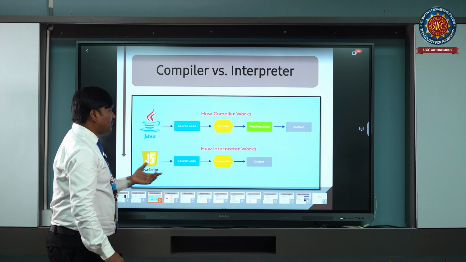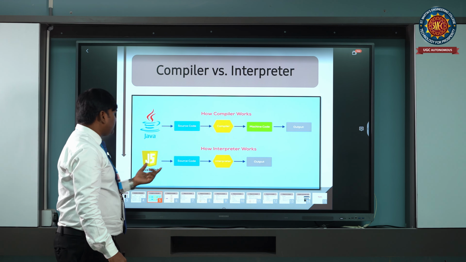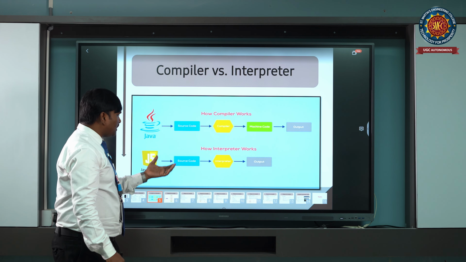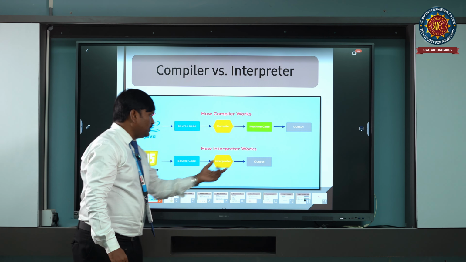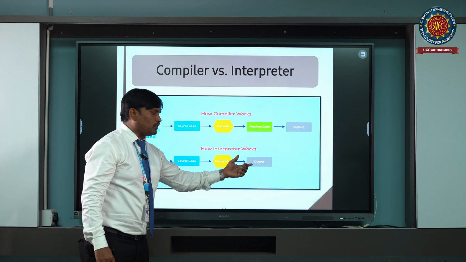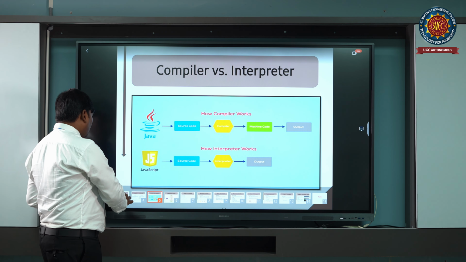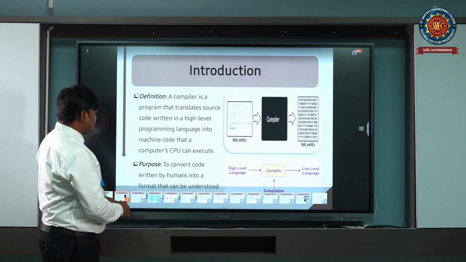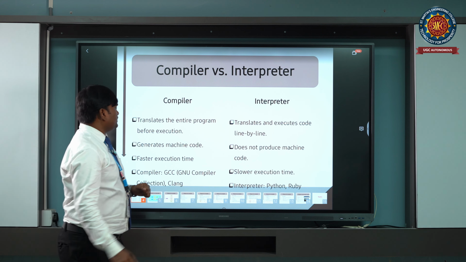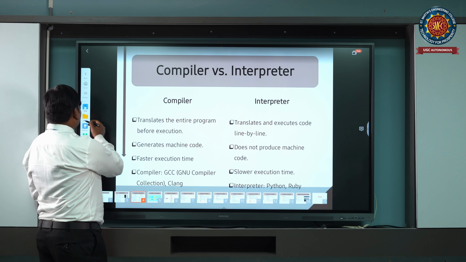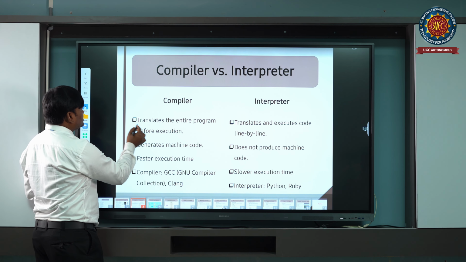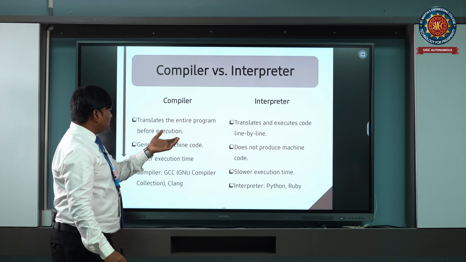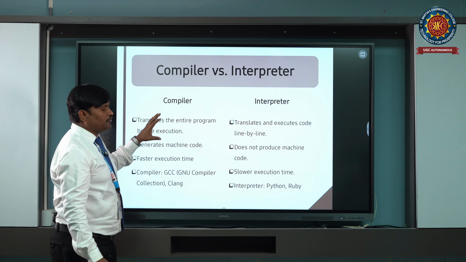Now whenever you go for the interpreter, the interpreter takes the source code only, and it never converts the source code into machine code. It gives the output directly. So there is a small difference between the compiler and the interpreter. Now we can see here that the compiler translates the entire program at once.